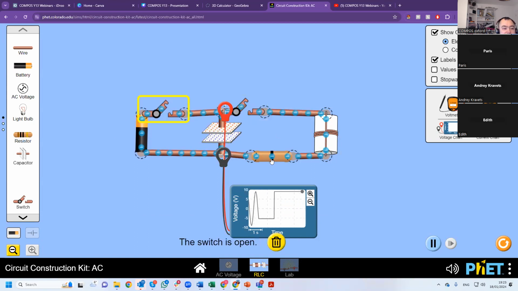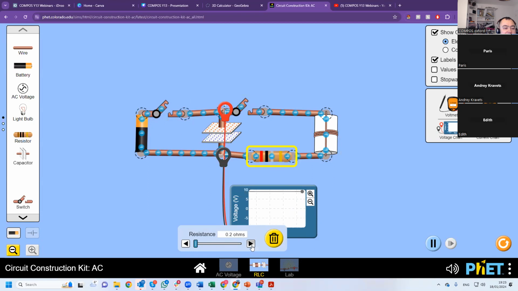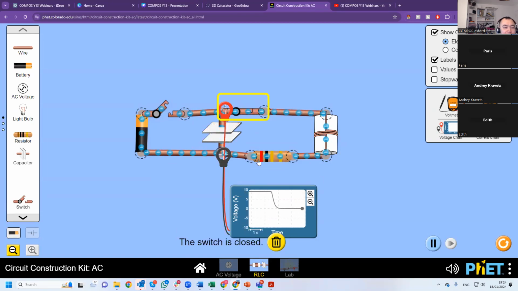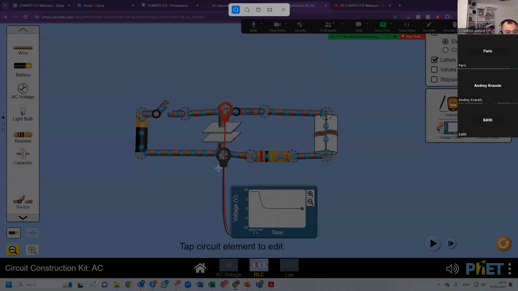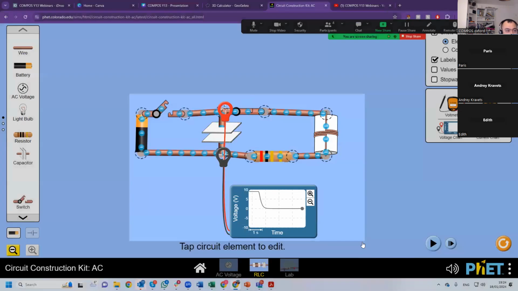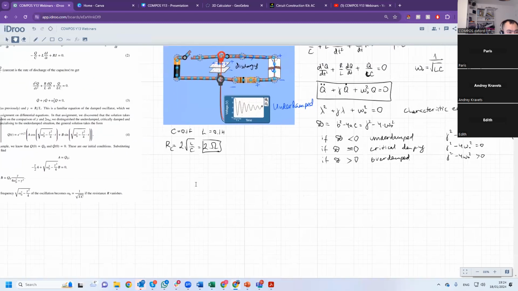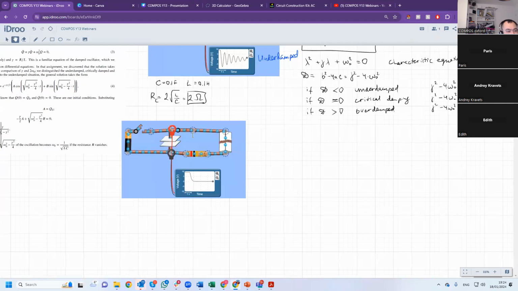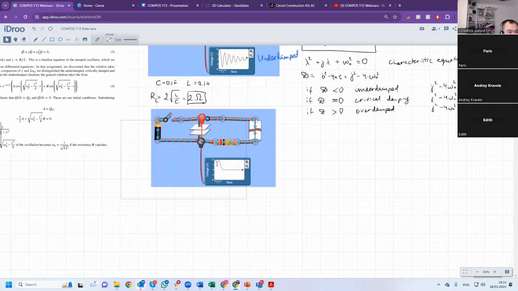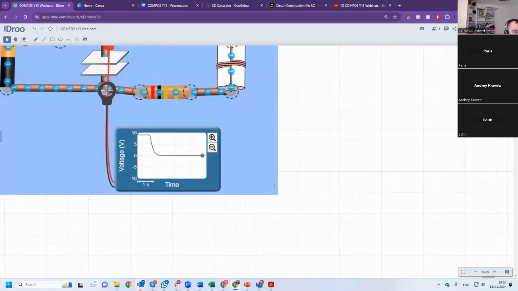Okay, charge the capacitor. Resistance to 2 ohms. Oh, that does look like critical damping. So the definition of critical damping is that it goes down to 0 in the shortest time possible, with no repeated motion, of course. Critical damping.